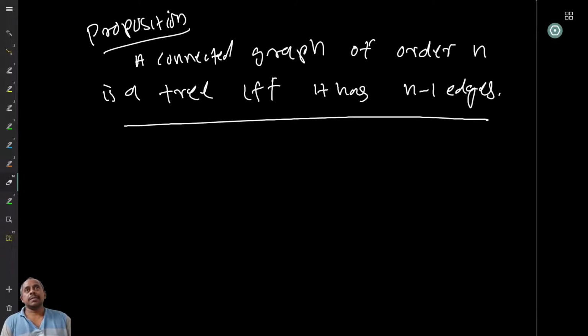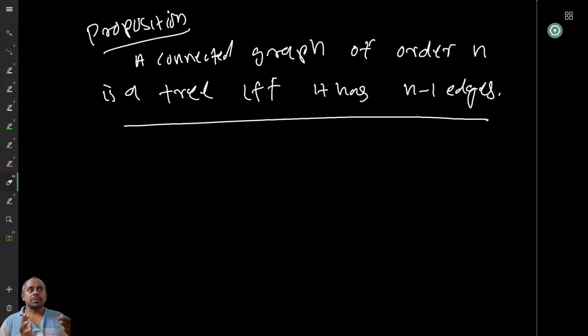So the proposition is as follows: a connected graph of order n, which means the number of vertices is n, is a tree if and only if it has n minus 1 edges. Okay? So we are given that the graph is connected, which means that for any two vertices, there is a path connecting them, and it has exactly n minus 1 edges.